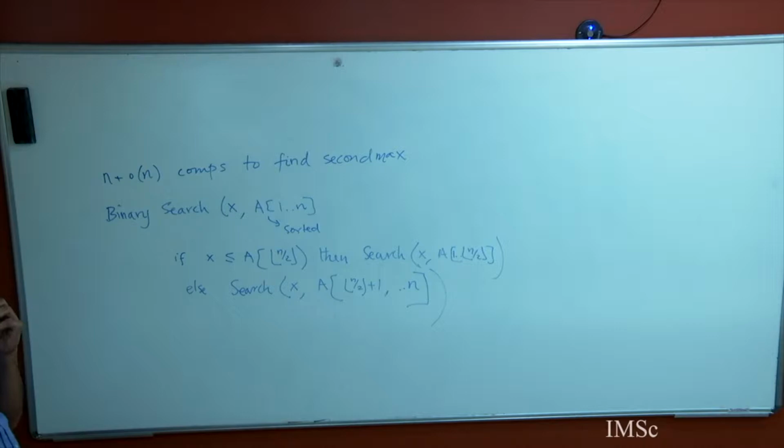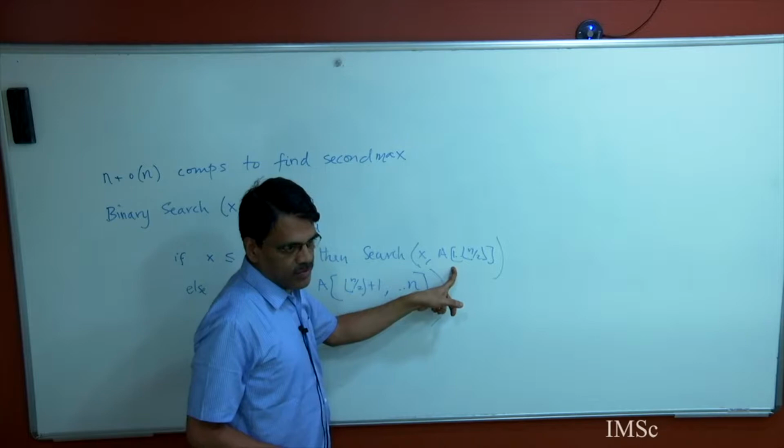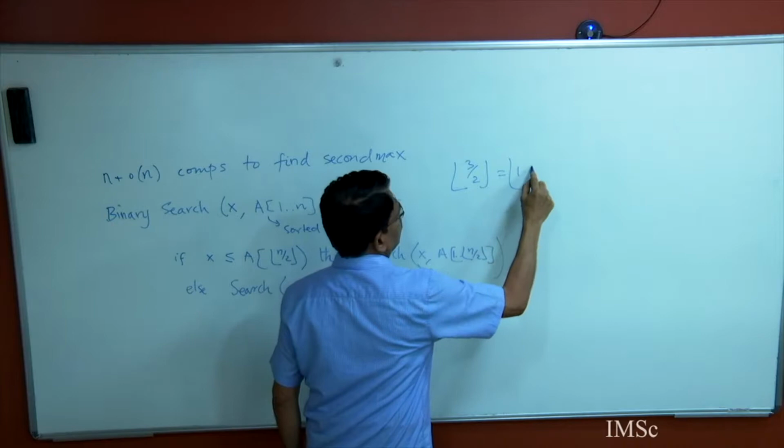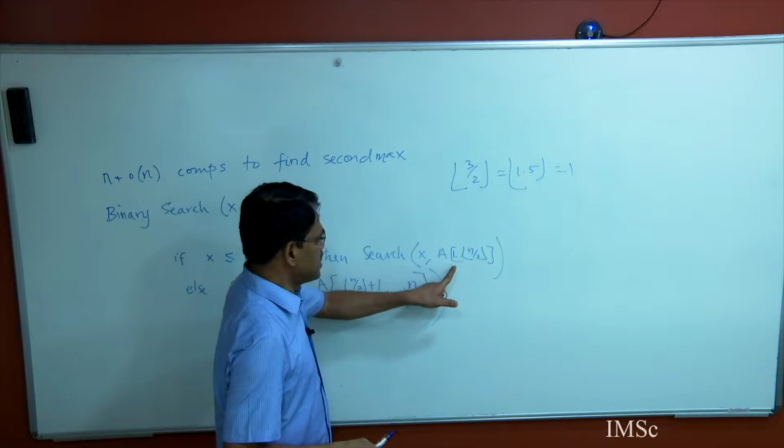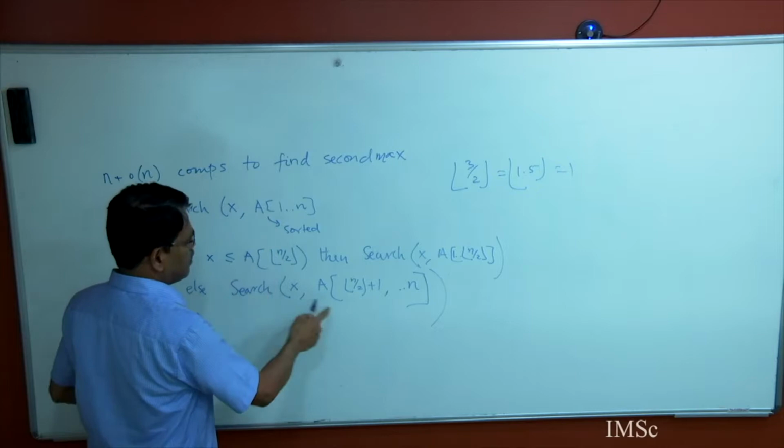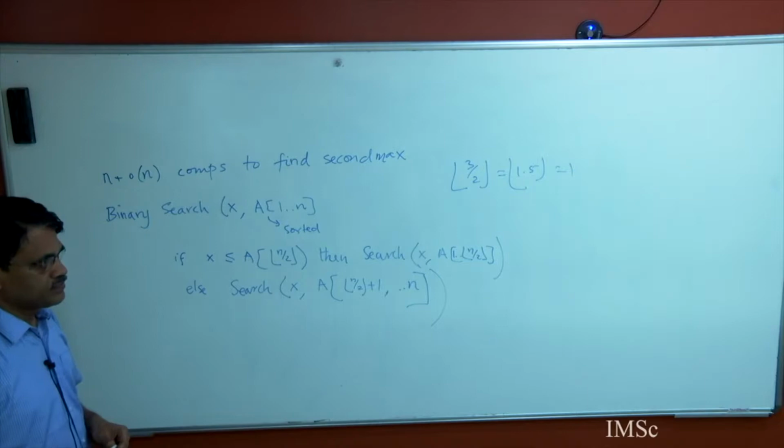So let's see, what if n is 3? What will this do? So I am going to search with x less than or equal to a of floor of 3 by 2, which is floor of 1.5, which is 1, because I'm rounding it down, right? So this will be search in a1. Otherwise, if x is bigger than a1, I am going to search in a2 and a3. Recursively, right?